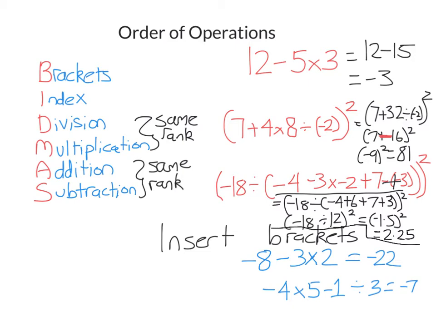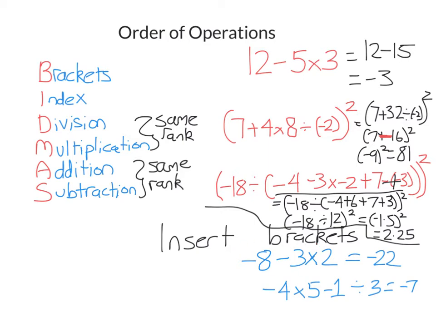Now, sometimes in order of operations questions, you'll be given an expression in which you have to insert brackets. So let's look at this one here. Minus 8 minus 3 times 2 equals minus 22. That is a false statement. We're supposed to do this first. Minus 8 subtract 6 doesn't equal minus 22. But what we can do is insert brackets here to make it a true statement.